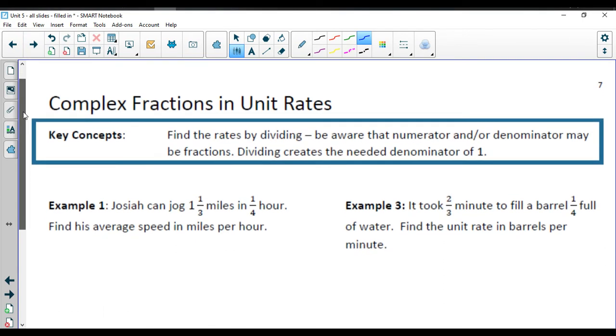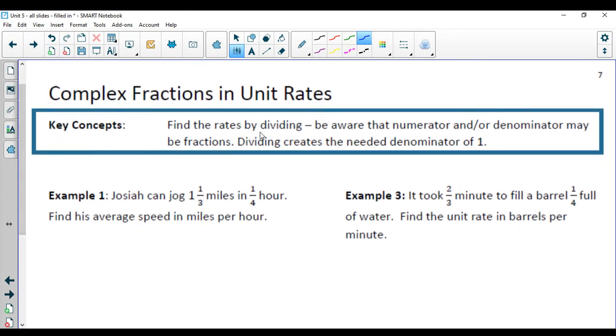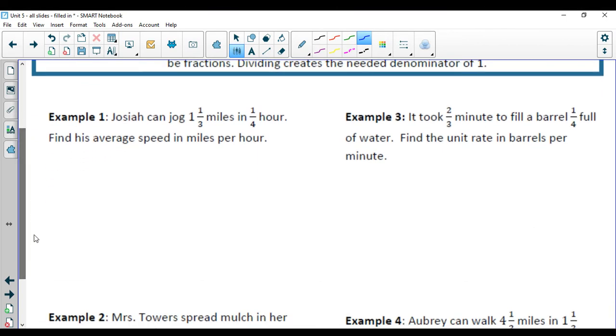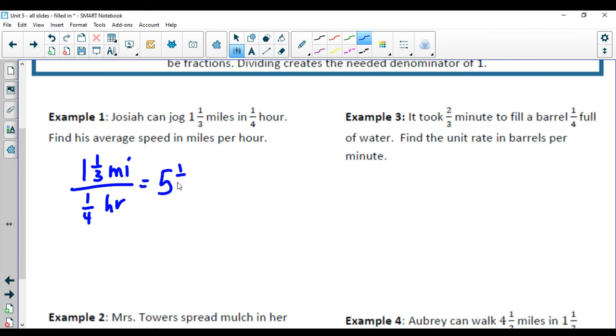Next part that we have, complex fractions and unit rates. Remember, unit rates are just division problems. Be aware that the numerator and or denominator might be fractions. Dividing creates the needed denominator of 1, which is what makes it a unit rate. So example 1, Josiah can jog 1 1/3 miles in a quarter of an hour. Find his average speed in miles per hour. So we're going to have 1 1/3 miles, and that's going to take up a quarter of an hour. So if we do 1 1/3 divided by a quarter, we get 5 1/3 miles per hour.